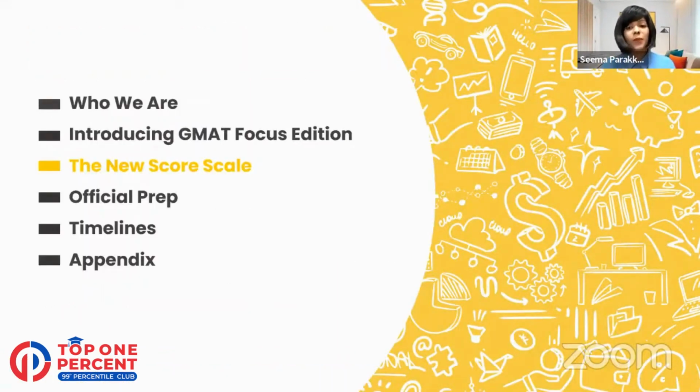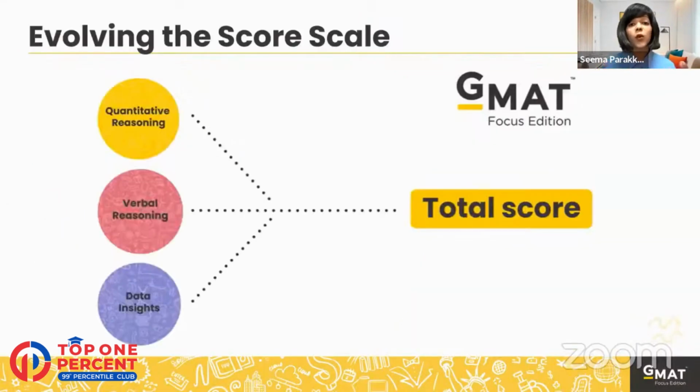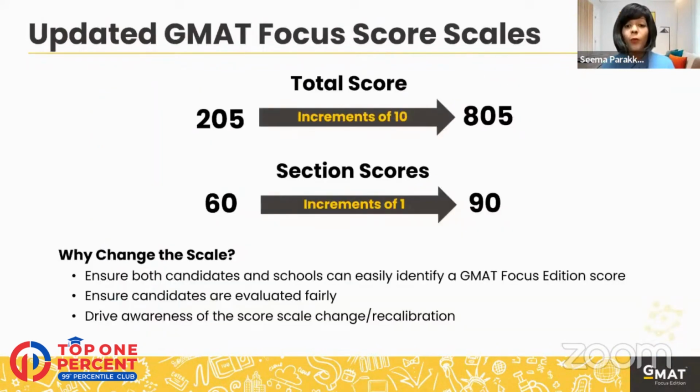So let's switch gears a bit and quickly discuss the changes to the scoring. To give you an overview about it, the total score now will be a combination of the quantitative reasoning, the verbal reasoning, and the data insights. So your total score will now range from 205 to 805 in increments of 10, while each of the 3 section score scales range from 60 to 90 in increments of 1.